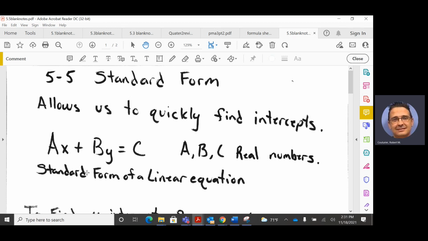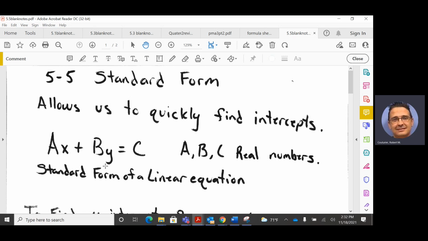Standard form for a linear function looks like this equation right here. It's ax plus by equals c. Basically, we have all of our variables on the left-hand side. A, b, and c are real numbers. So maybe it's like 2x plus 3b equals -4. Great. That would be standard form.